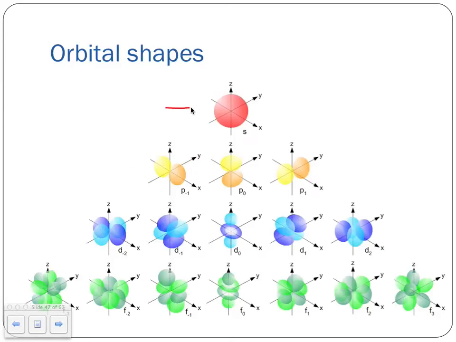So the first one up here is an S orbital. And so an S orbital really has just one shape. It's a sphere. In fact, that's what S stands for, spherical. And so that one shape that it can be is just that sphere right here.